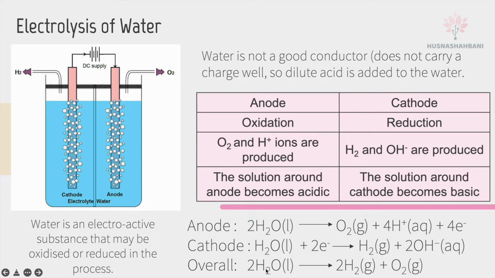Overall equation: 2H2O liquid produces hydrogen gas and oxygen gas. To cancel out the electrons, the cathode equation must be multiplied by 2 to make the electrons 4. Cancel them out and you get this overall equation.